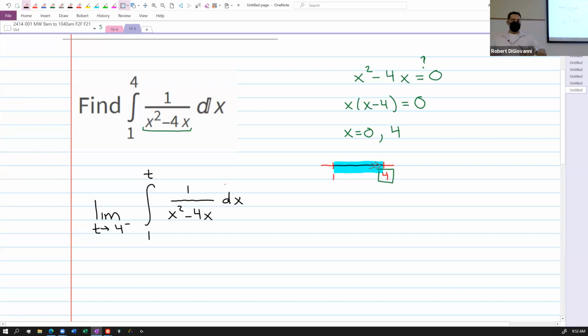Another reason you can't just look at the endpoints is that it is possible that the problem you have is actually not at the endpoints, but inside. You'll see, I'll do an example. Like if this integral went from 1 to 6, right? You would not have a problem at 1. You would not have a problem at 6. You'd have a problem at 4, wouldn't you? And 4 is between 1 and 6. So you would have to deal with that.